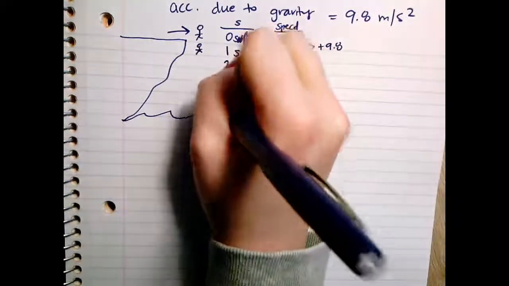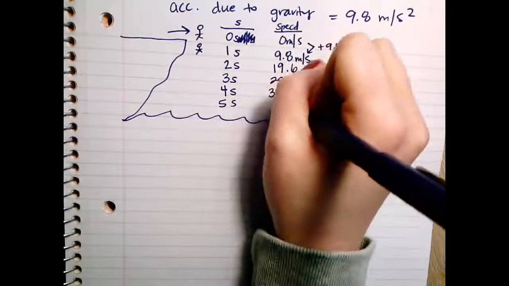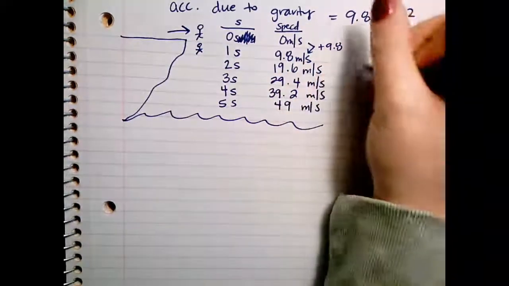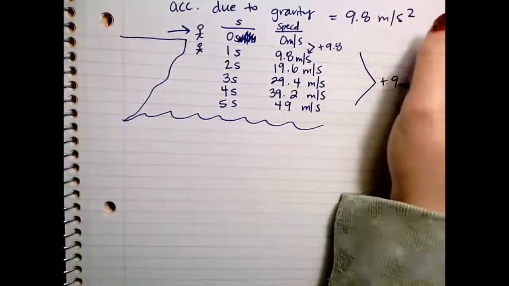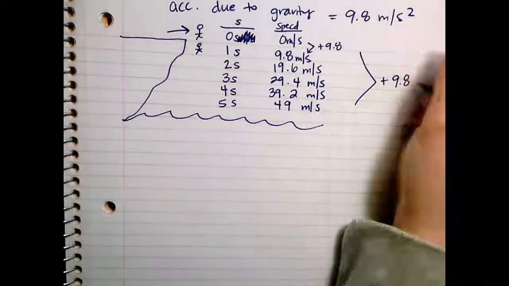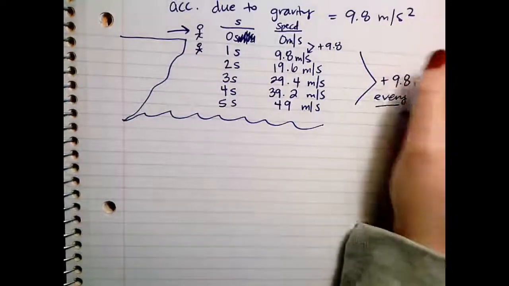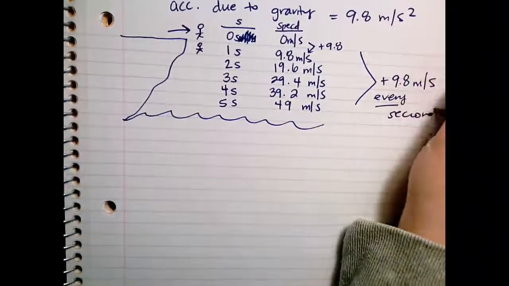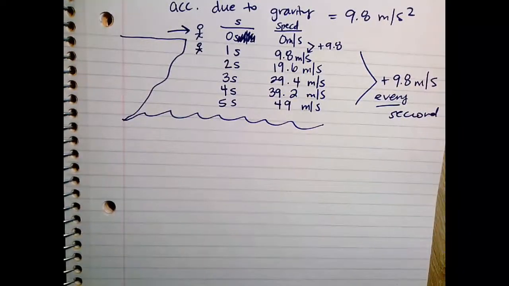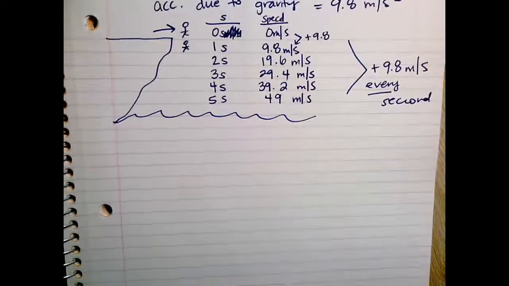And then at 5 seconds, we would be at 49 meters per second. And each of these times, we're just adding 9.8 each time. So 9.8 meters per second every second. So that's what I mean by acceleration due to gravity.